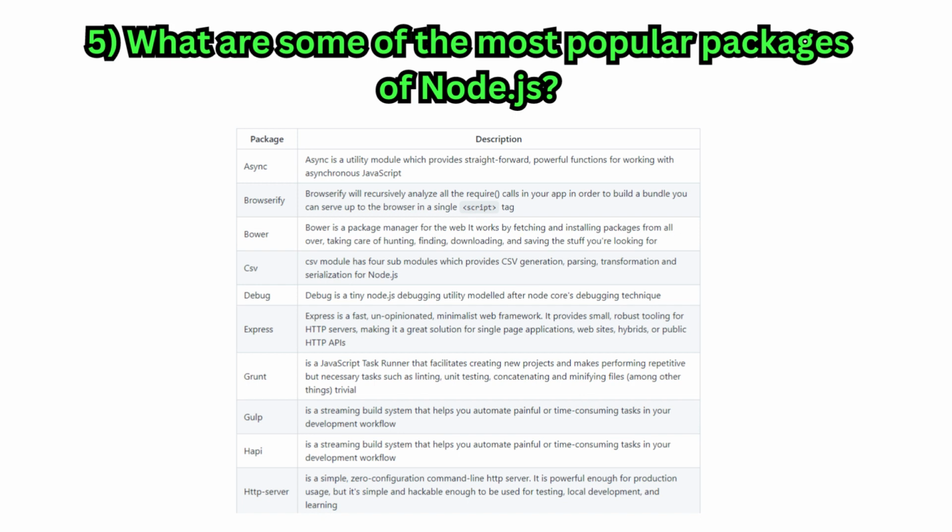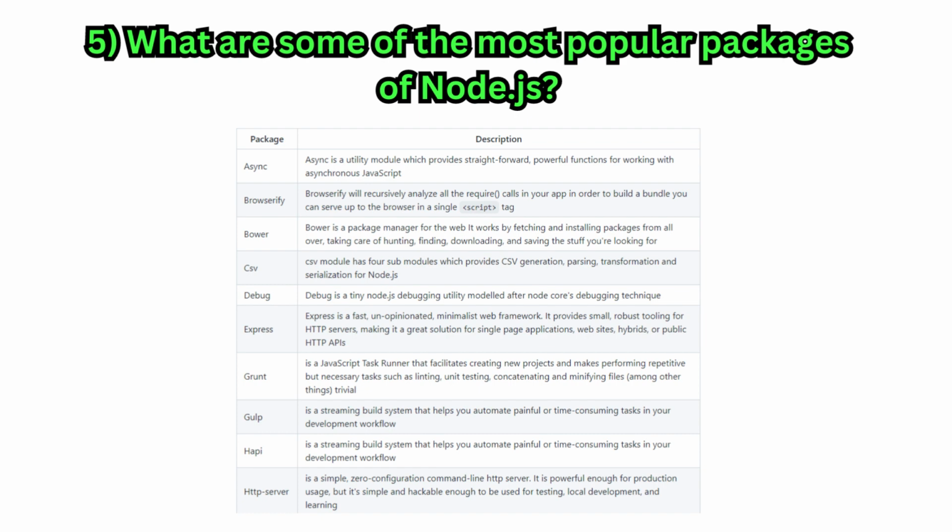Async is a utility module which provides straightforward, powerful functions for working with asynchronous JavaScript. Browserify. Browserify will recursively analyze all the require calls in your app in order to build a bundle you can serve up to the browser in a single script tag. Bower. Bower is a package manager for the web. It works by fetching and installing packages from all over, taking care of hunting, finding, downloading, and saving the stuff you're looking for. CSV.